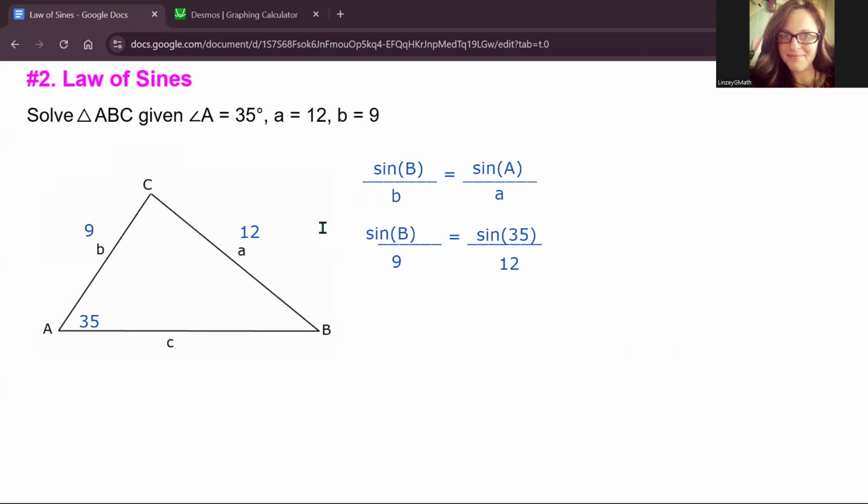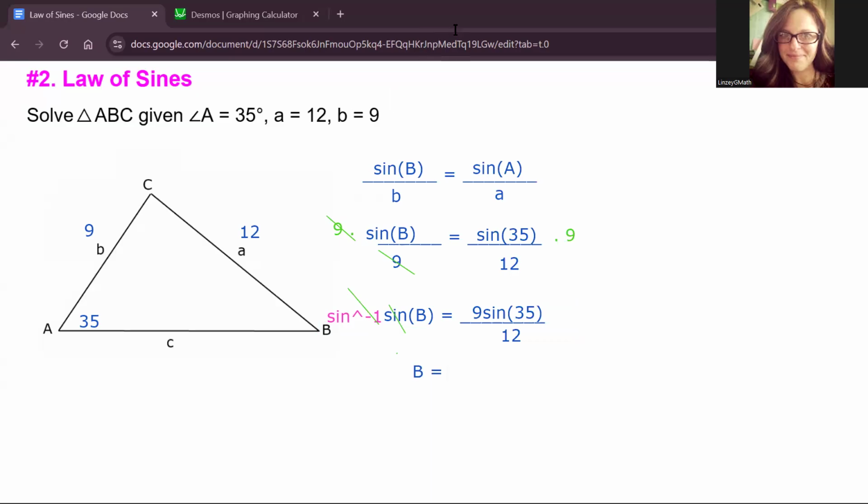And we'll multiply by 9 to bring that over to the other side of the equal sign, times 9. Cancels out on this side. And we're left with sine of angle B is equal to 9 times sine of 35 divided by 12. Now, we need to get rid of sine. So we need to take inverse sine to get rid of sine. Inverse sine and sine will cancel out, and we'll be left with angle B. And what you do to one side of the equal sign, you have to do to the other.